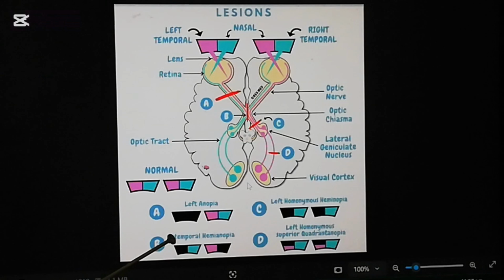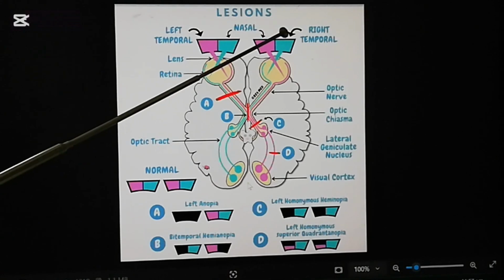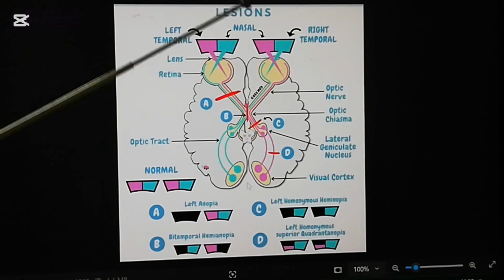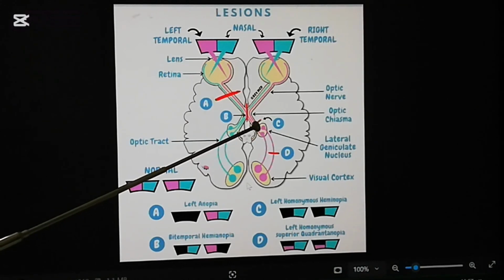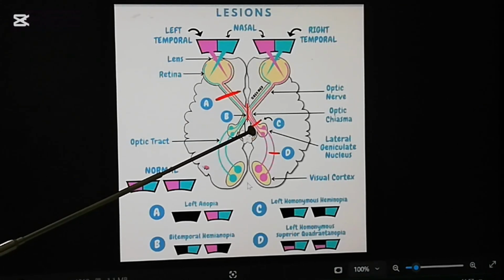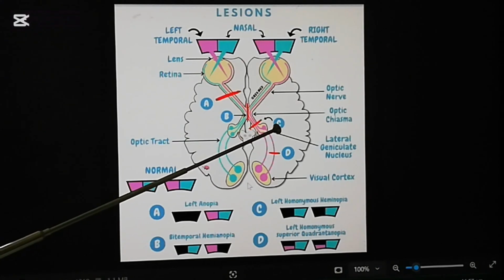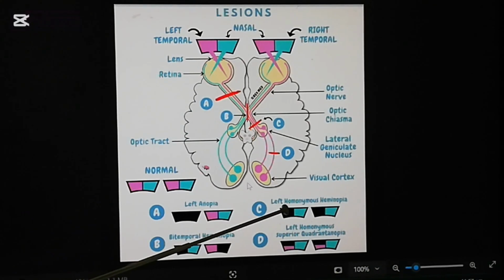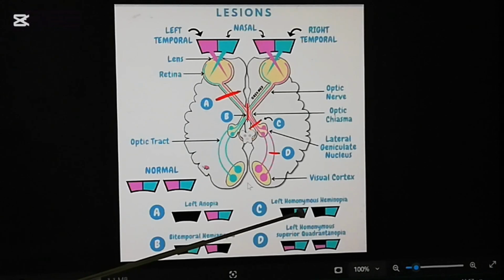And do remember, the name of the lesion is given according to the loss in the field of vision, right? Okay, now let's see if the right optic tract is severed or cut. As you can see, this red line marked by the C, so we must have the left homonymous hemianopia. Anopia means blindness, hemi means half, so half blindness in both eyes.